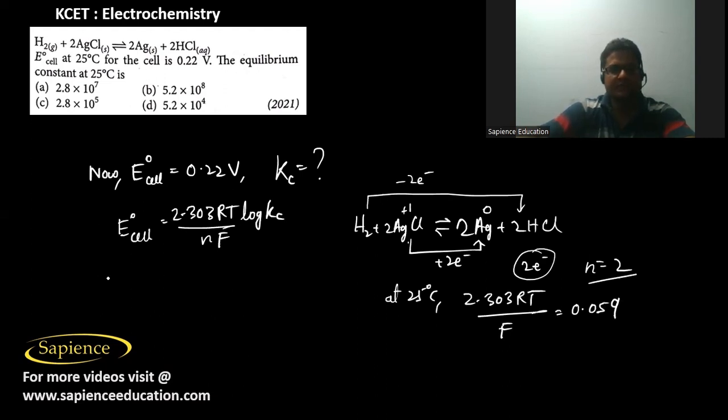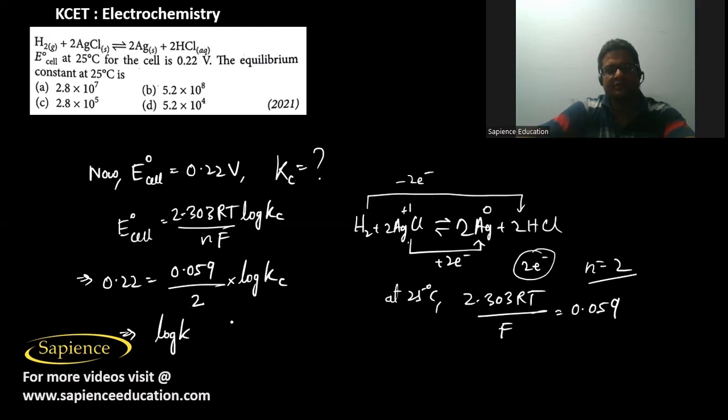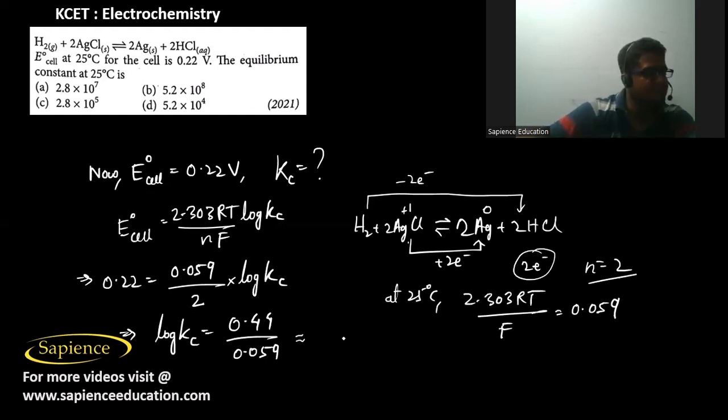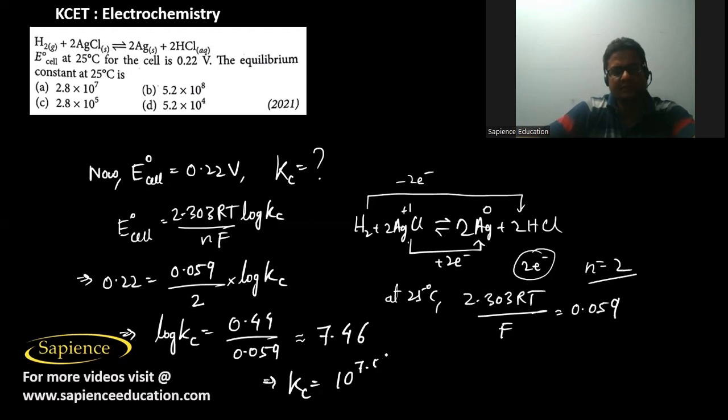Therefore E naught cell, that is 0.22, equals 0.059 by N, that is 2, into log Kc. So log Kc equals 0.44 divided by 0.059, which is approximately equal to 7.46. Therefore Kc will be equal to 10 power 7.46, or 7.5 you can tell.